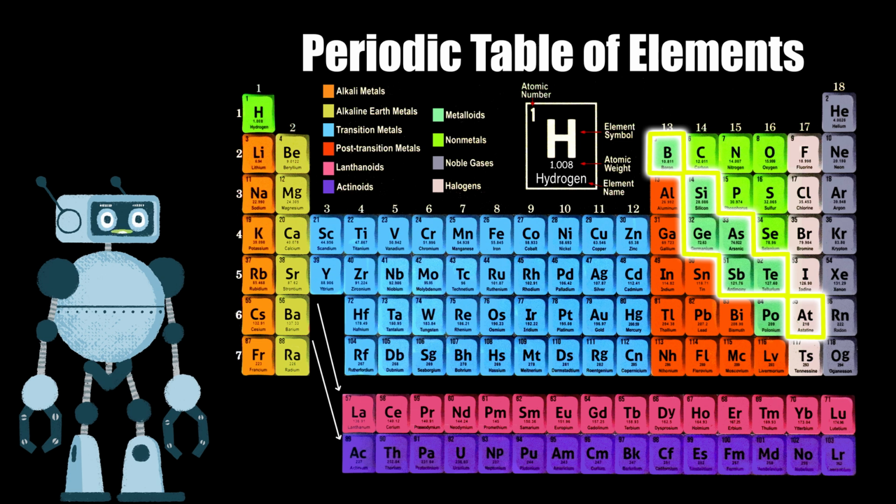Metalloids are found along a zigzag line between metals and nonmetals. Characteristics: they have properties of both metals and nonmetals. Examples: silicon, Si, and boron, B.